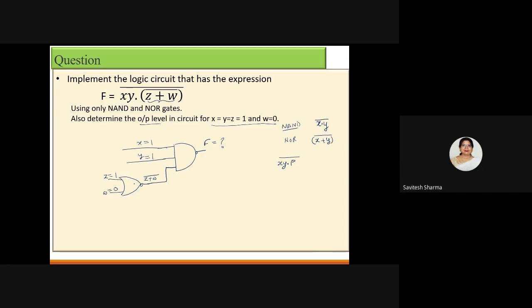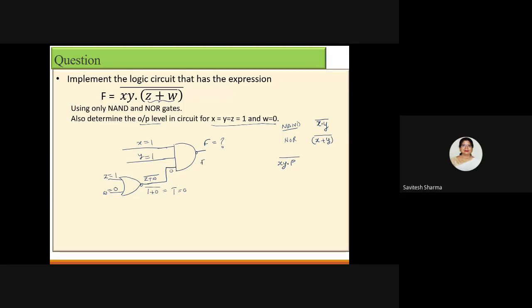So first I will see the output of the first stage, because this output is used as input to the next level. So this is a 2-level circuit. First I will see the first level circuit, what will be this output. Z is 1, W is 0. So 1 plus 0 and then complement. 1 plus 0 is 1, and the complement is 0. So this output is 0. This is 1. This is 1. So what will F be?